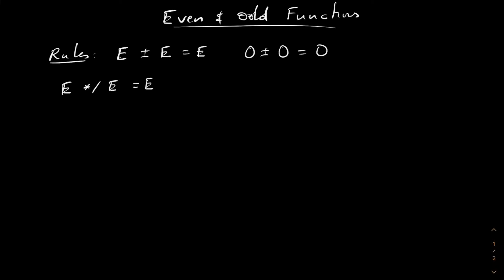And also, an odd function multiplied by another odd function would give you an even function. And finally, if you have an odd function multiplying an even function, that will give you an odd function. So for this multiplication or division combination of functions, you can think of even as being plus and odd as being minus. And as you can see here, plus times plus will give you plus always, and minus times minus will give you plus.